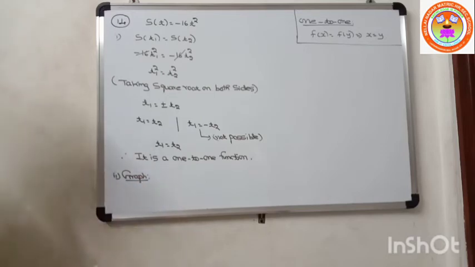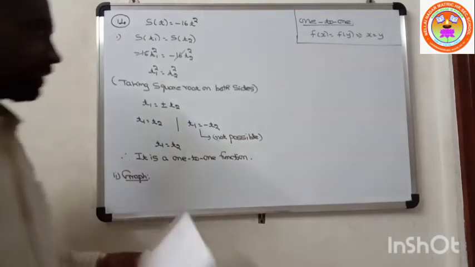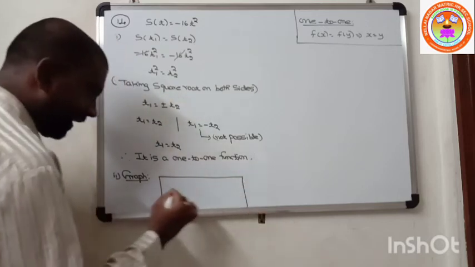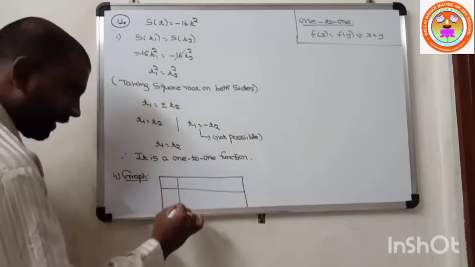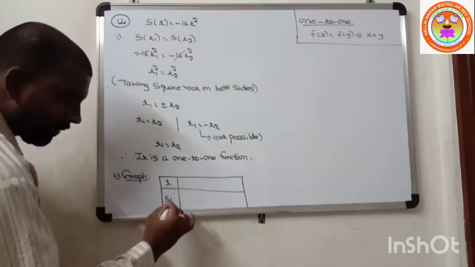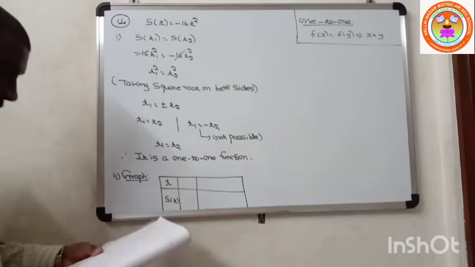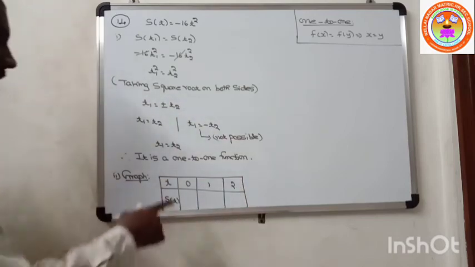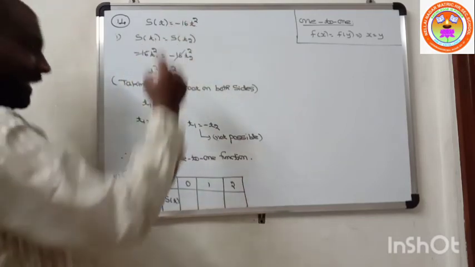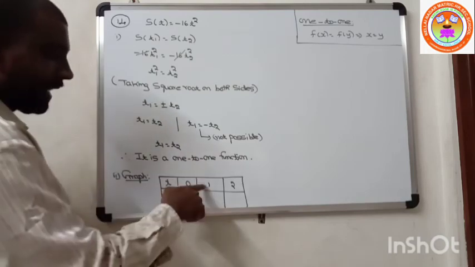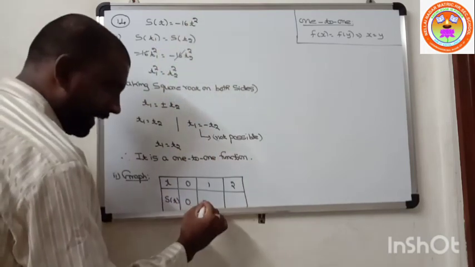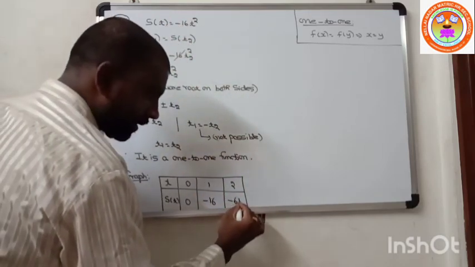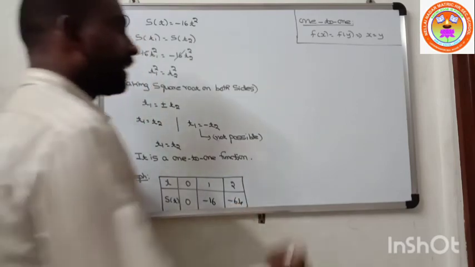Second one, you should draw the graph. Graph means before that you should draw the table. T, s of t. T can take the values 0, 1, 2. Substituting 0, minus 16 into 0, 0. T equal to 1, minus 16 into 1, minus 16. 2 square is 4, 16 into 4, minus 64. Now we should draw the graph.